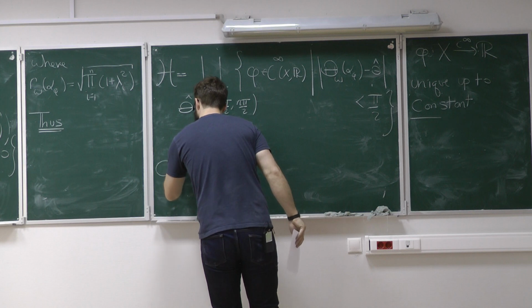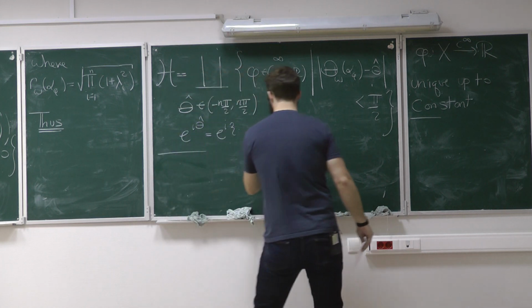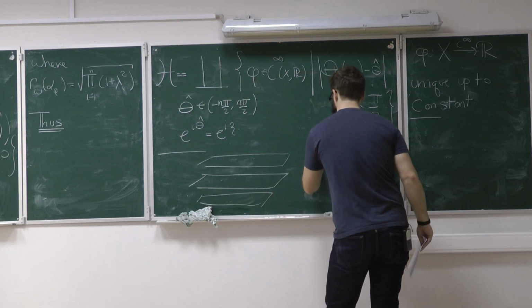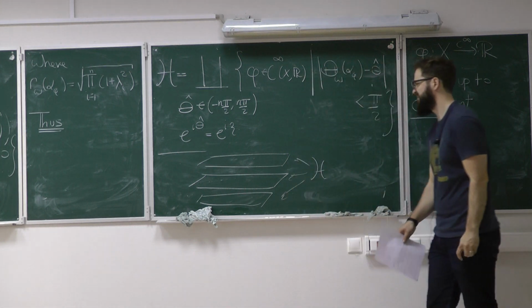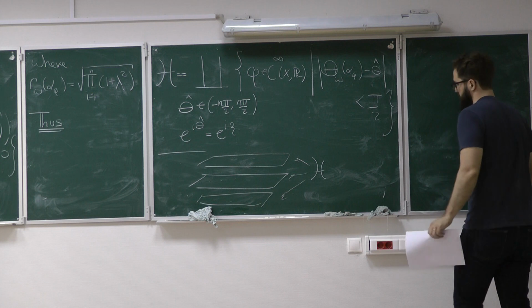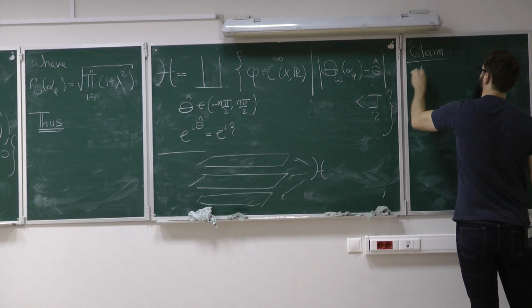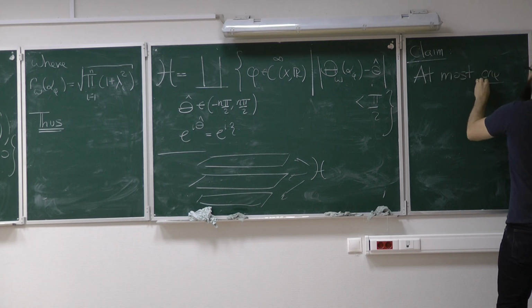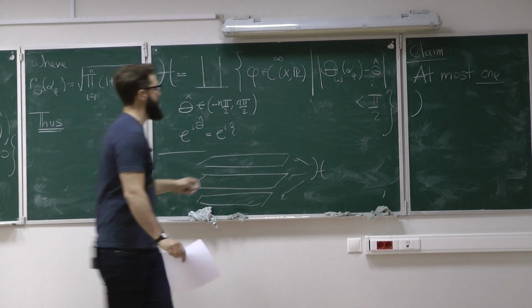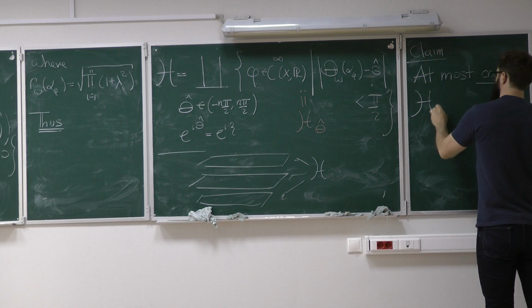So then the claim. You can imagine we have this big space of C infinity functions, and this is some sort of collection of disjoint subsets. So this is H. Okay, so the claim is the following. The claim is that at most one of these spaces is non-empty. Let me call this space H theta hat. So at most one of these spaces, H theta hat, is non-empty.